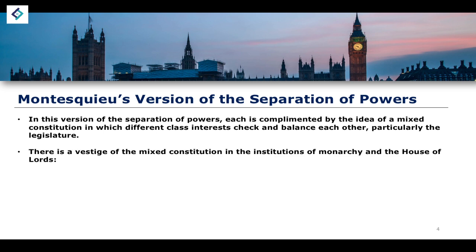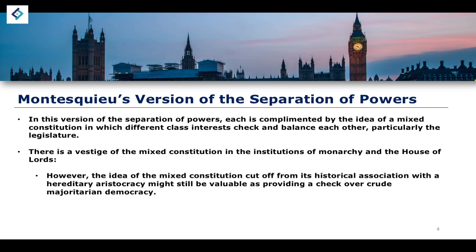There is a vestige of the mixed constitution in the institutions of monarchy as well as the House of Lords, because the idea of the mixed constitution, cut off from its historical association with hereditary aristocracy, might actually be valuable as a check provider over the crude understandings of majoritarian democracy.